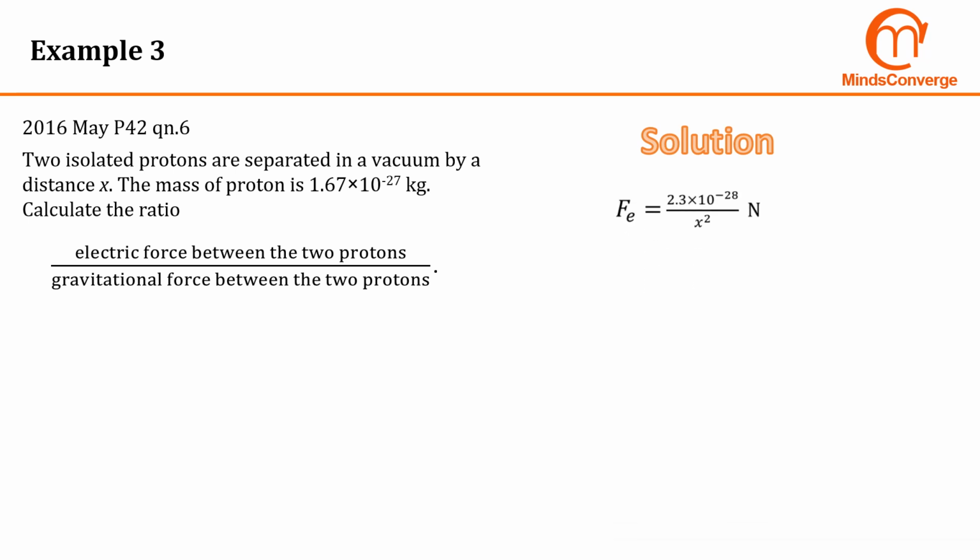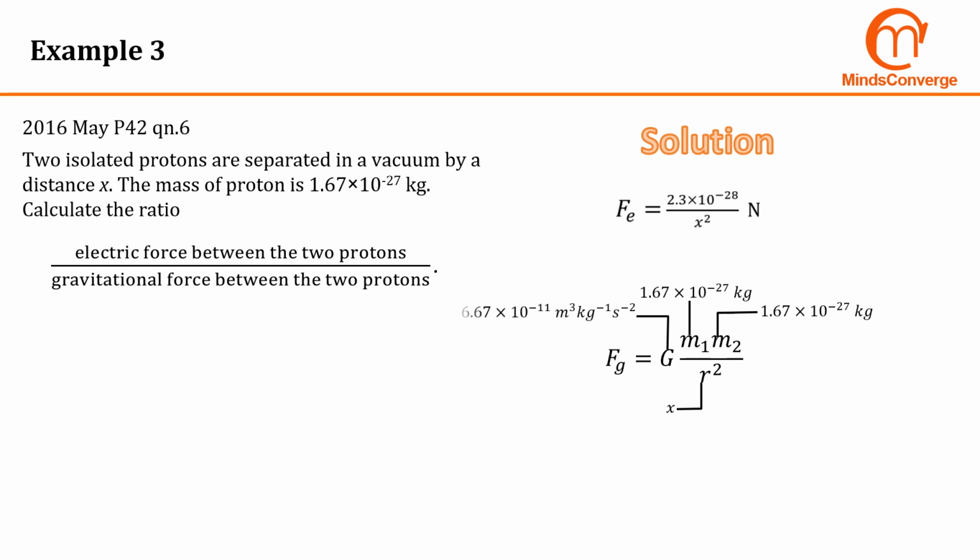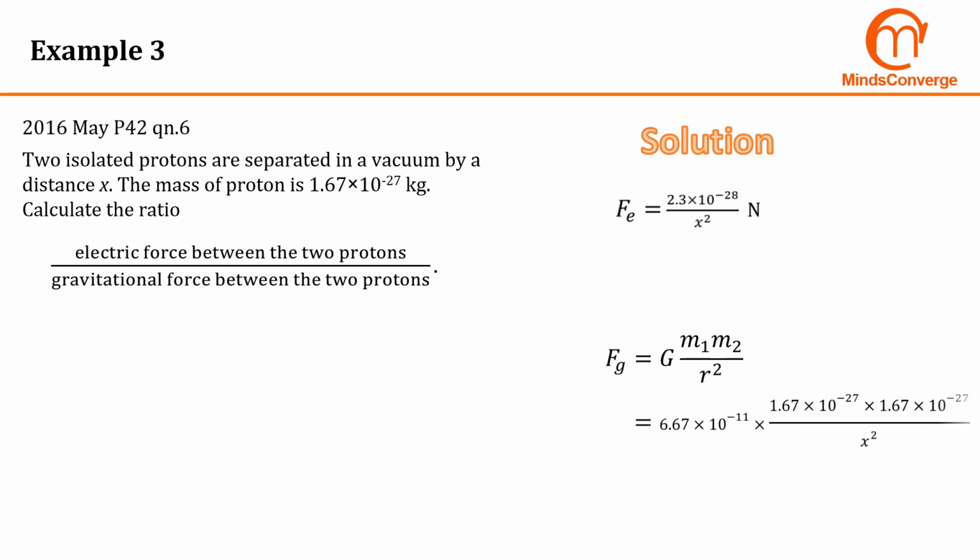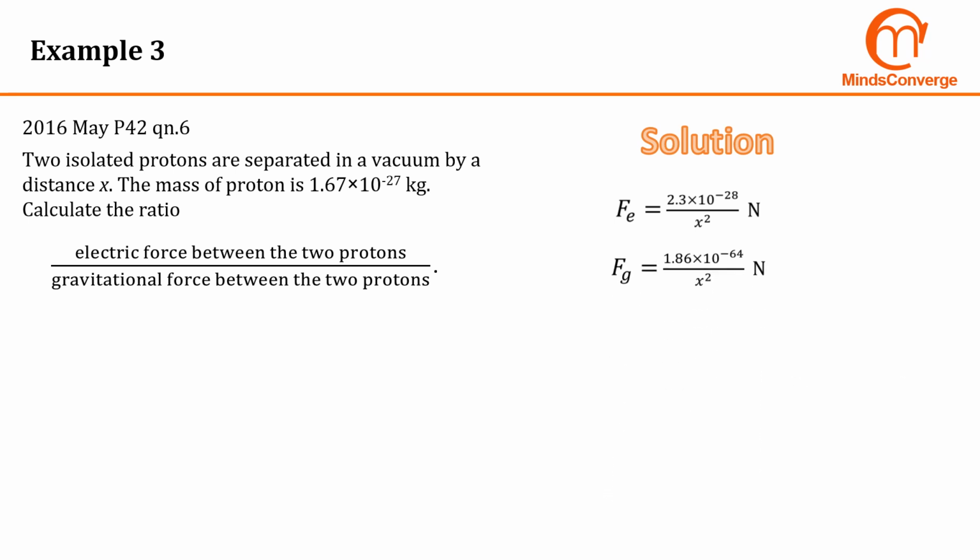Next, we can apply the equation for Newton's law of gravitation to calculate the magnitude of the gravitational force. The mass of a proton is 1.67 times 10 to the power of negative 27 kilograms. The separation between the two protons is x. The value of gravitational constant G is 6.67 times 10 to the power of negative 11 meter cubed per kg per second squared. Substitute the values into the equation to get the expression for the gravitational force.